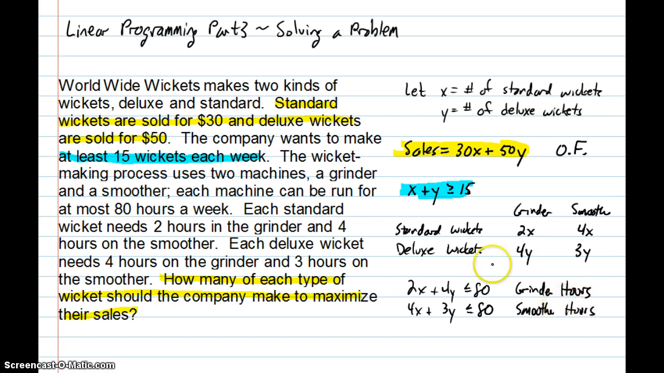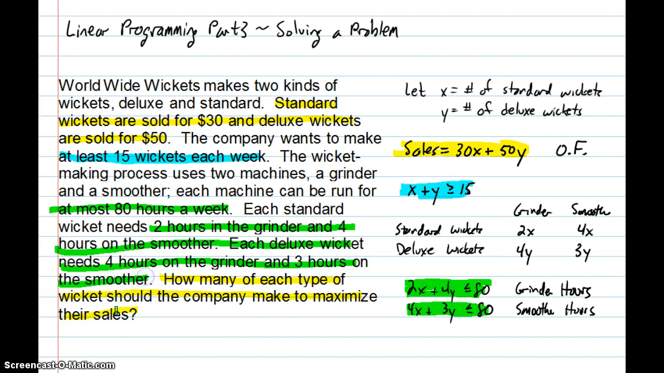So those are two more constraints. I'm going to highlight those in green. I got that one and this one, and that's about hours, and that's coming from at most 80 hours a week, 2 hours and 4 hours. Yeah, okay. So that's all that information.